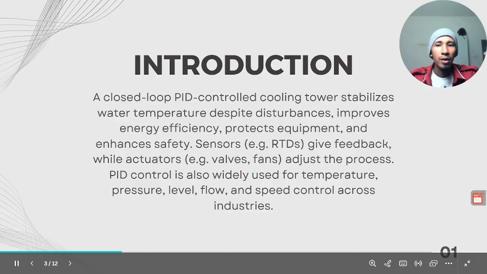To make it work, sensors like RTDs constantly measure the temperature and send feedback to the controller. Then actuators such as valves or fans adjust the cooling process as needed. This method of control is not just used in cooling towers. PID controllers are essential in many industries for controlling variables like temperature, pressure, liquid level, flow rate, and even motor speed.